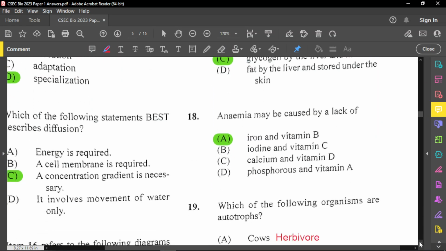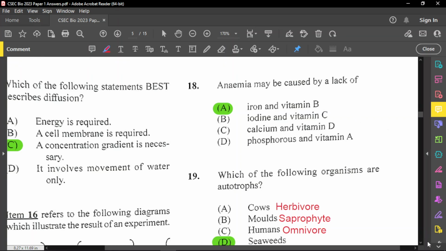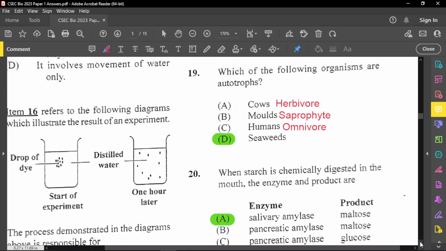Now for question number 18, it said anemia may be caused by a lack of what? And that is lack of iron. If you didn't know that vitamin B is also a part of it, the major thing is iron. And so by process of elimination, if you didn't know that vitamin D assists with that process, then there's a good chance to make a note of that. All right, so question number 19. It stated, which of the following organisms are autotrophs?